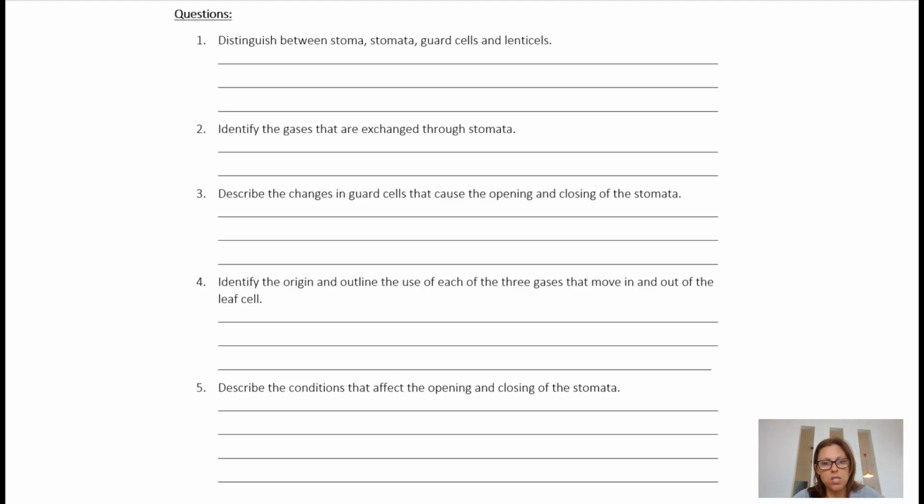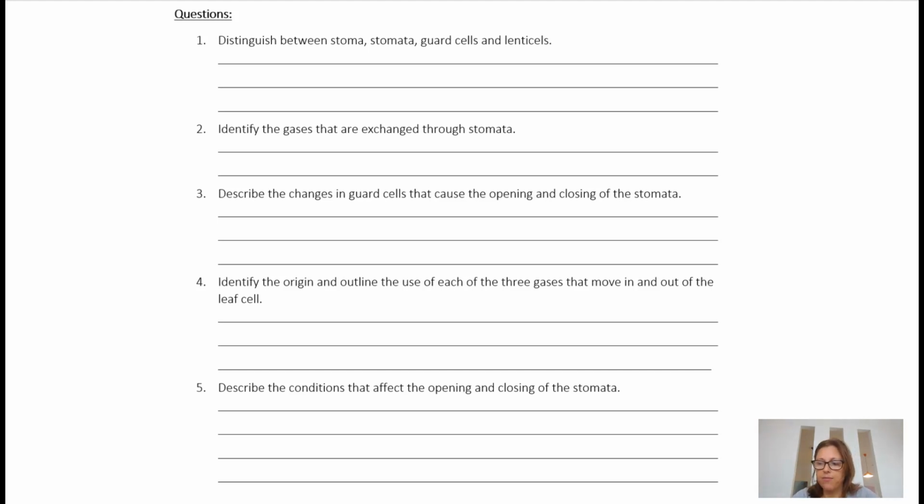So describe the changes that occur in guard cells that cause the opening and closing. So when guard cells are full with water, they become turgid, and when they're turgid, the thin outer walls stretch, whereas the thicker inner walls don't move so much. And then what happens is they open. When they lose water, they then will close, to prevent that exchange occurring.